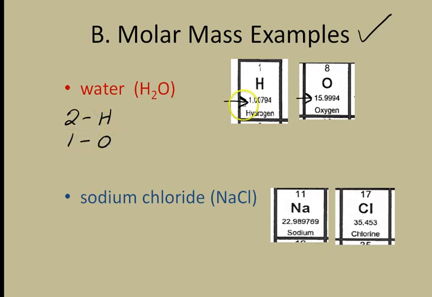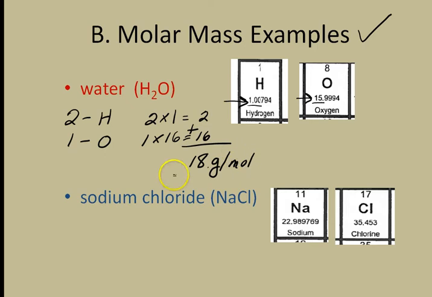Okay, now I look at my molar mass. Because I have 2 of them, I'm going to take 2 times my molar mass, rounded to the nearest whole number, which is 1 for hydrogen. And oxygen, I have 1 of them times 16. So this is 2 and this is 16. You add it up for a total of 18 grams per mole. And that would be my molar mass that I would use in a calculation if I needed to.